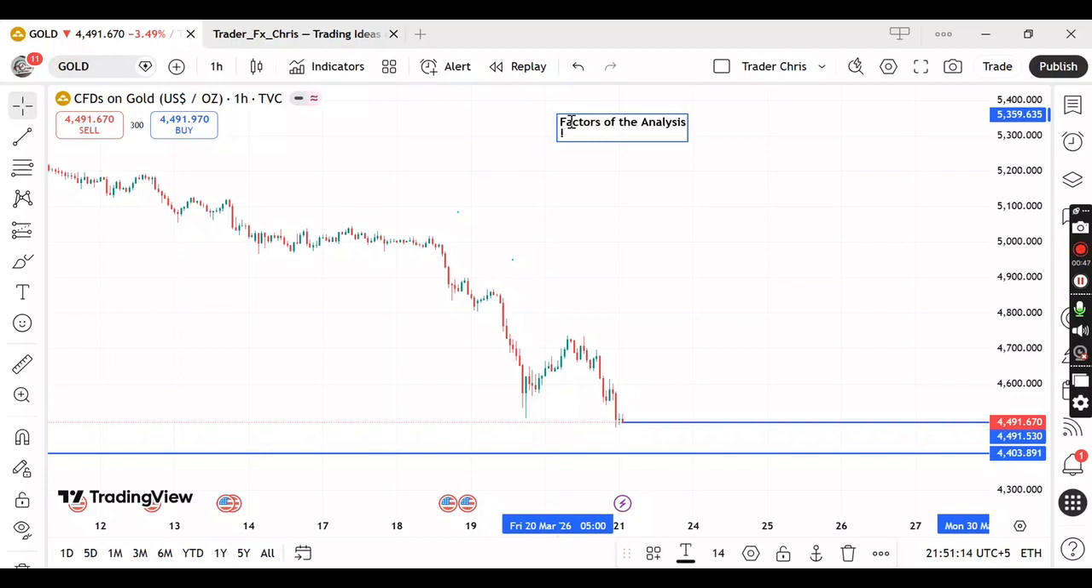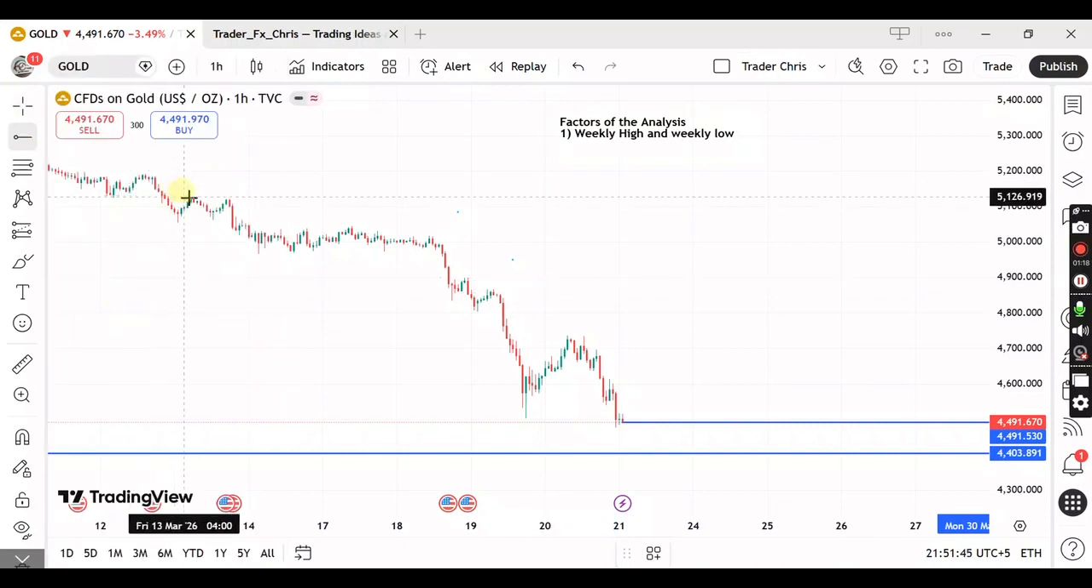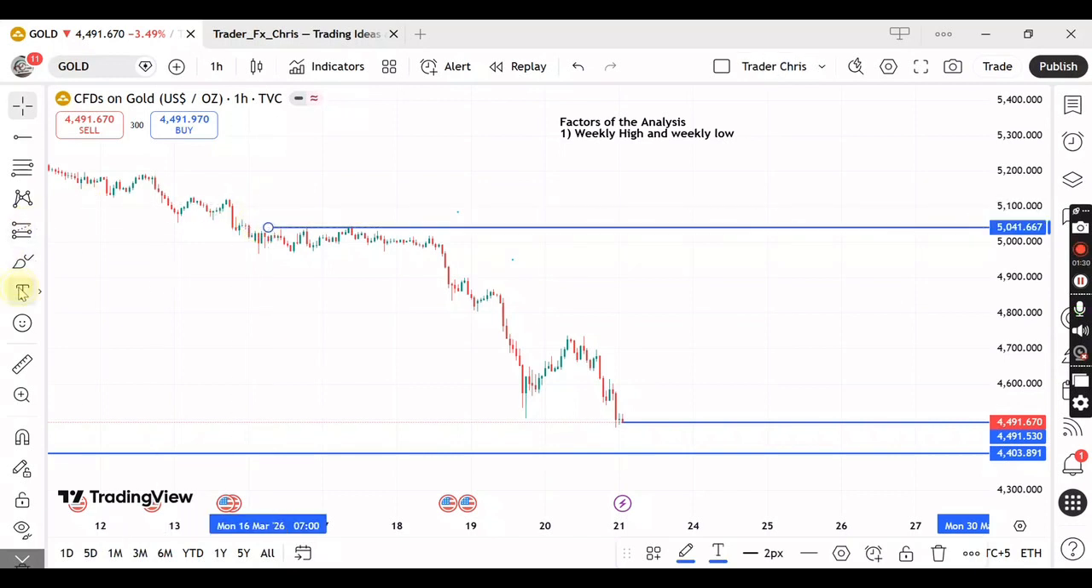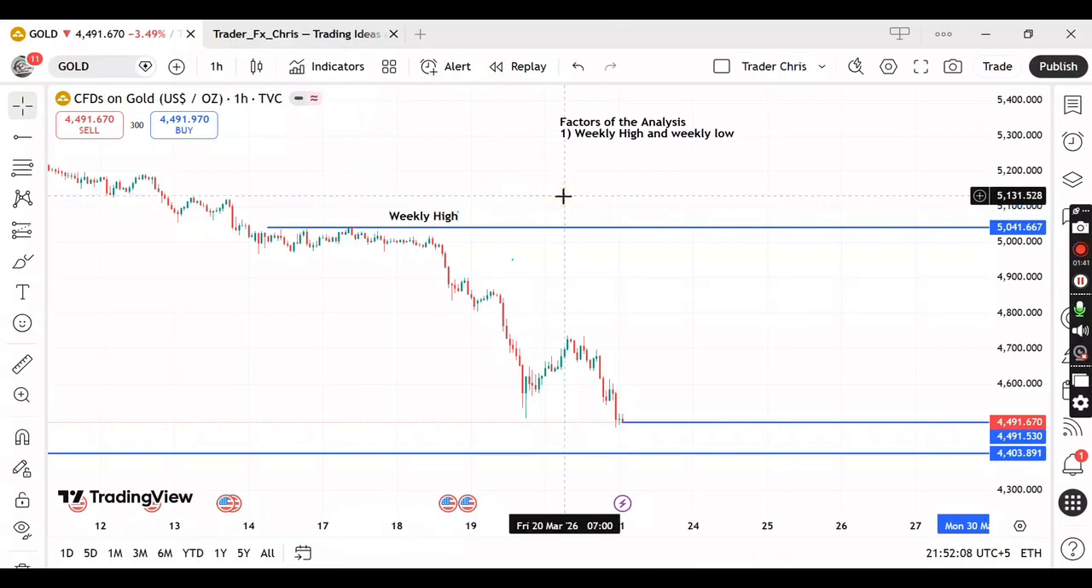Number one is the weekly high and weekly low, which is necessary for analyzing the week. So here we'll see what the weekly high and the weekly low are. Let's start our video. Our week has started from Monday here. This is the start of the week. So here we see that this area is the weekly high. We'll consider this as the weekly high.